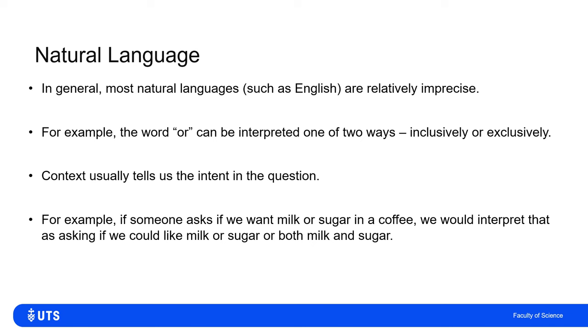Normally, people would understand that the offer, do you want milk or sugar, actually means inclusively. Would you like milk? Or would you like sugar? Or would you like both of them? The idea that one does not exclude the other. That is, for most people, I think, how they would interpret the statement, would you like milk or sugar? They would interpret that as milk or sugar, or possibly both.